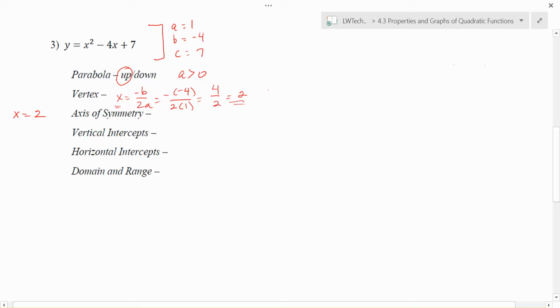If I want to find the y-coordinate of my vertex, what I have to do is just plug x equals 2 into the formula, because what I'm looking for is the ordered pair that goes with x equals 2. So I'm going to put 2 squared minus 4 times 2 plus 7 in here. That's going to be 4 minus 8 is -4 plus 7 is a positive 3. So the point 2, 3 is going to be the vertex of my graph.